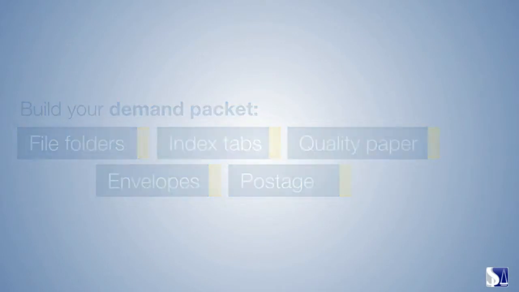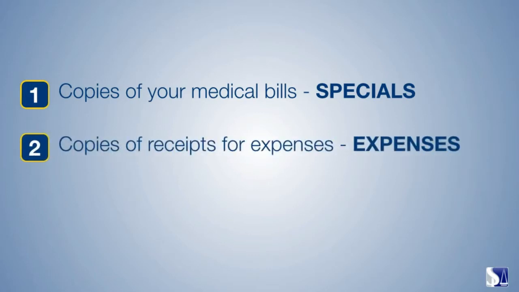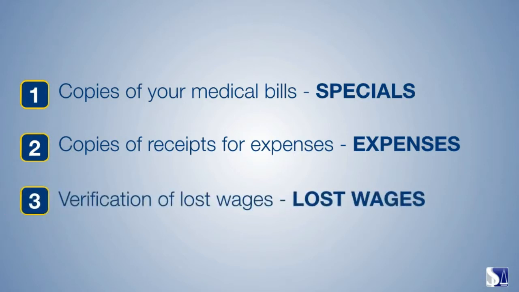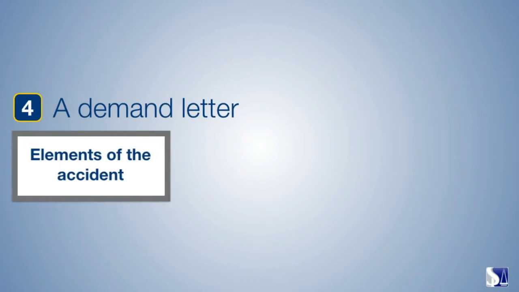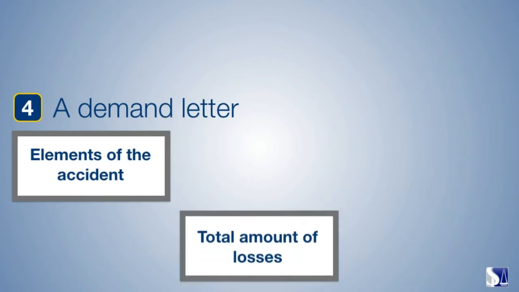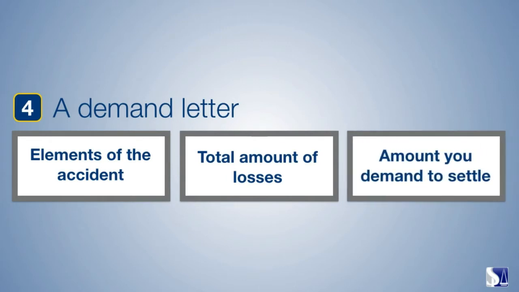Include these following items in your demand. 1. Copies of your medical bills. Insurance companies refer to them as specials. Place them in a folder with a tab labeled Specials. 2. Copies of receipts for all your out-of-pocket expenses. Label that folder's tab Expenses. 3. Written verification from your employer of the amount of your lost wages. Tab them as Lost Wages. 4. A demand letter summarizing the elements of the accident as they apply to the at-fault driver, the total amount of specials, expenses, and lost wages, the amount you demand to settle the claim.